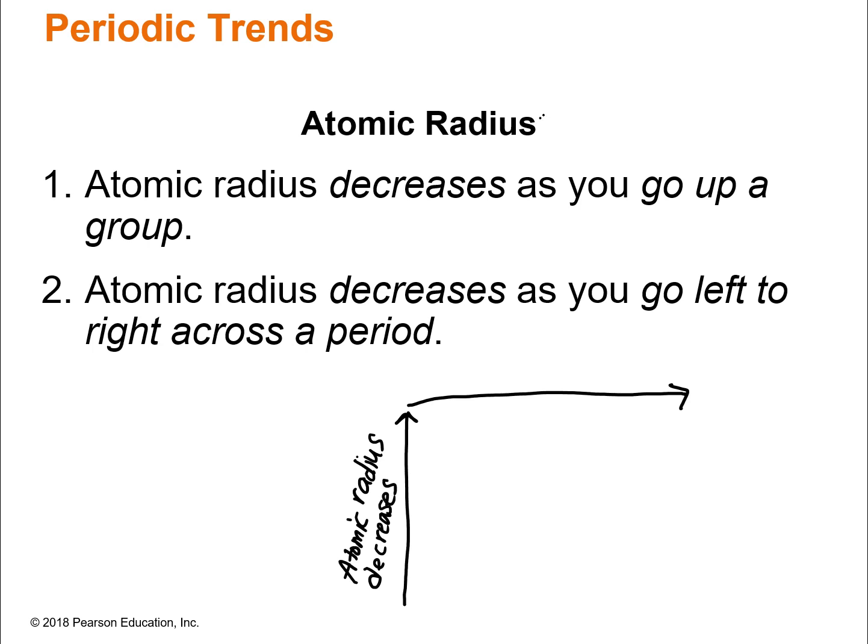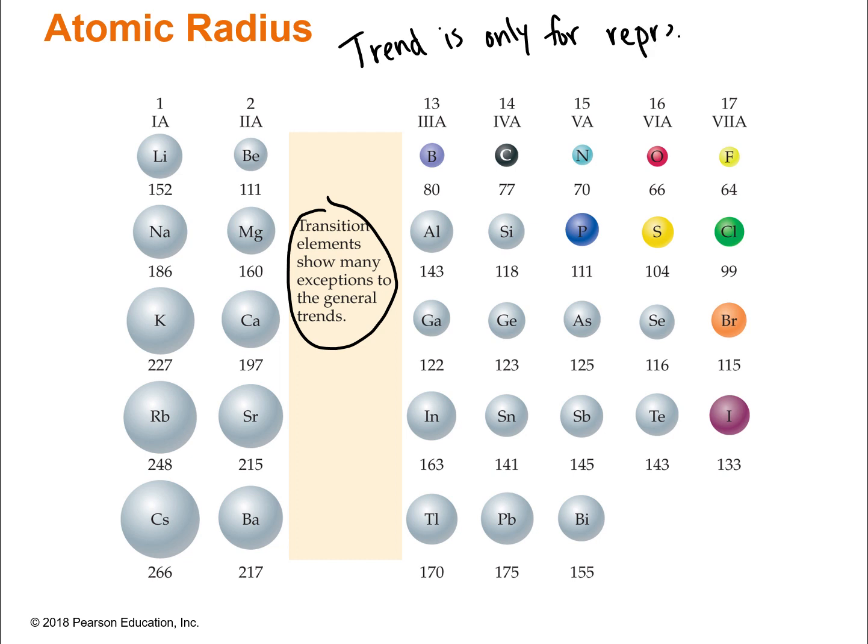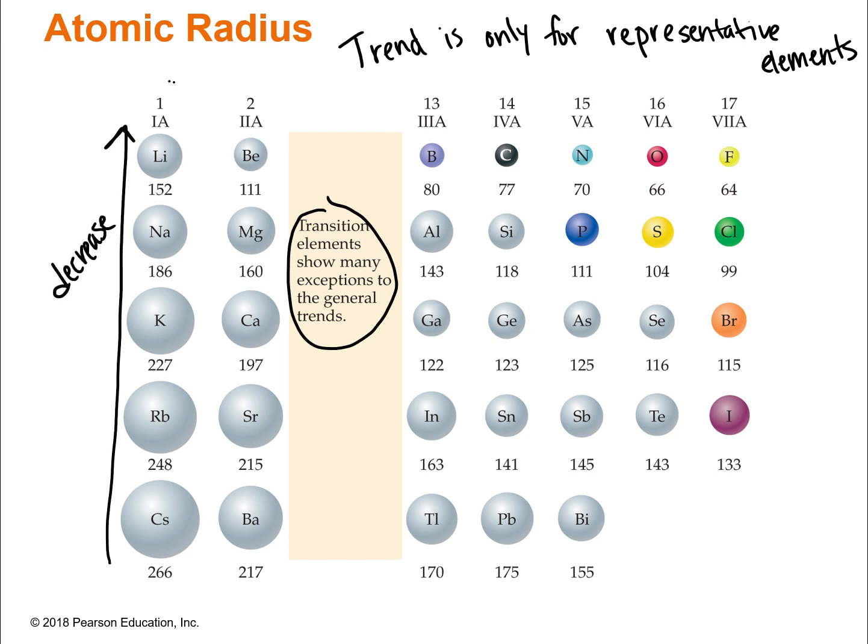So atomic radius, we're talking about the size of the atom. How big is it? This is a visual representation. Now, this trend does not include the transition elements, okay? It's only for the representative elements. So keep that in mind. And as we go up, we see the decrease. And as we go across, ignoring the transition elements, the size decreases.